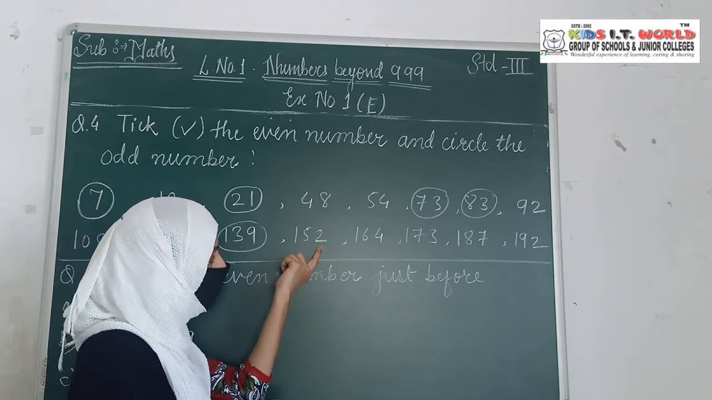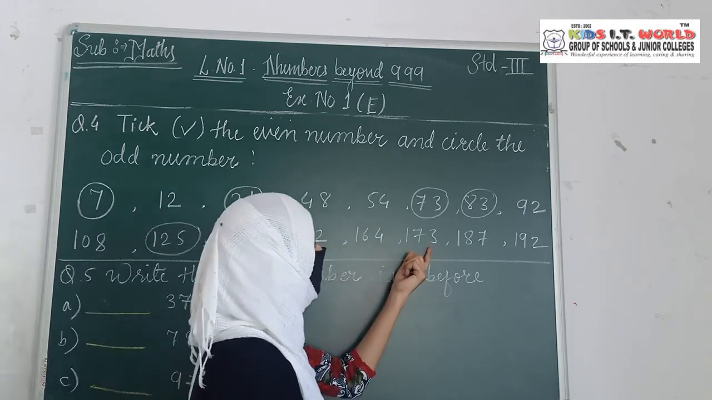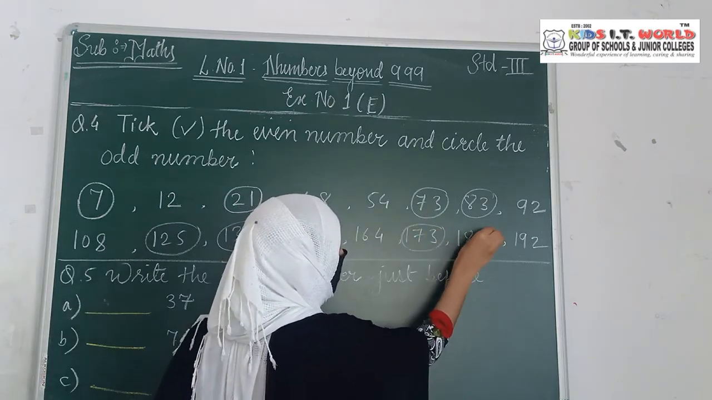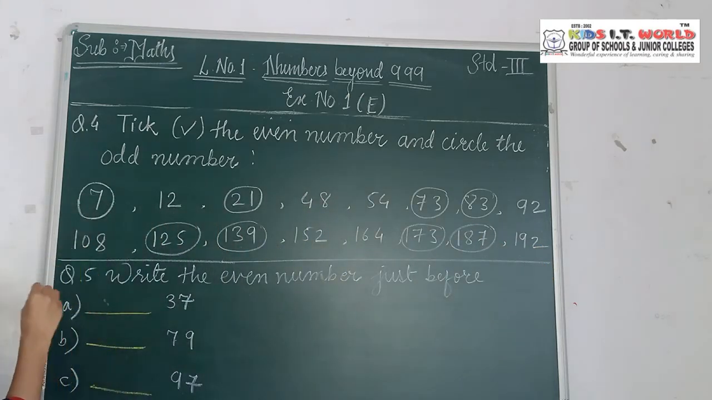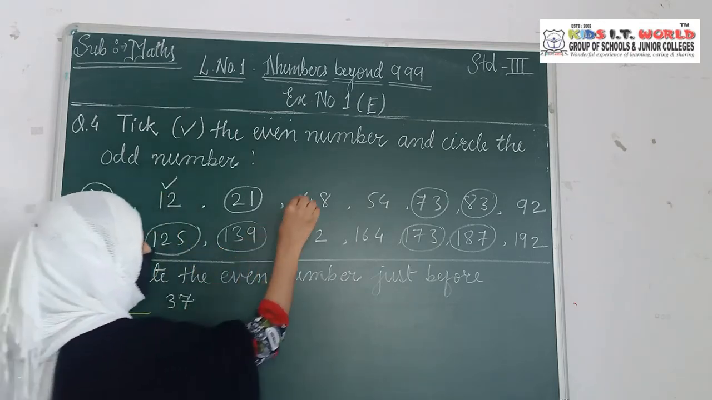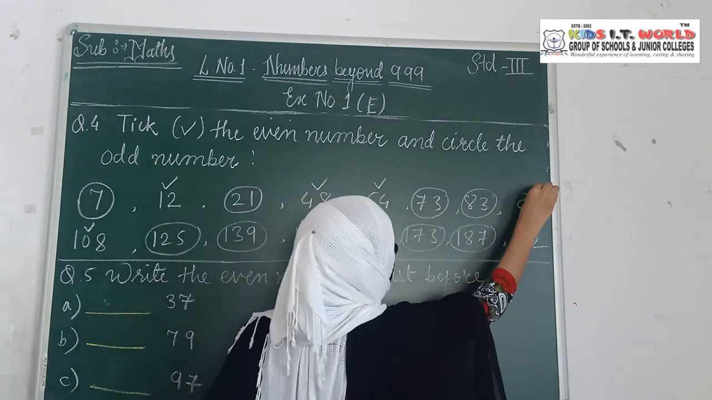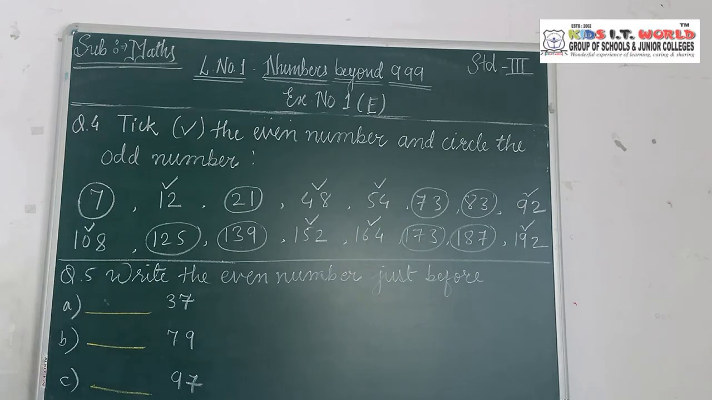Here it is having a 2. This is having a 4. So these both are even numbers. Here it is having 3 and this is 7. These both are odd numbers. This is 2, so this is an even number. Now we have finished with the odd numbers. Now on the even numbers you have to put a right mark. In this way you will do it in a workbook with the pencil.